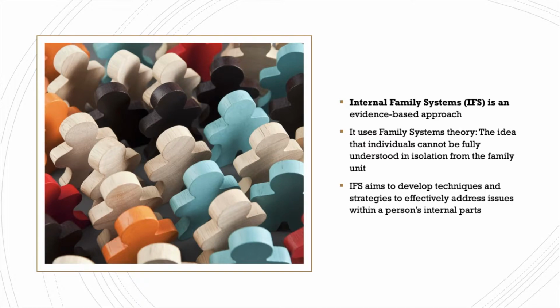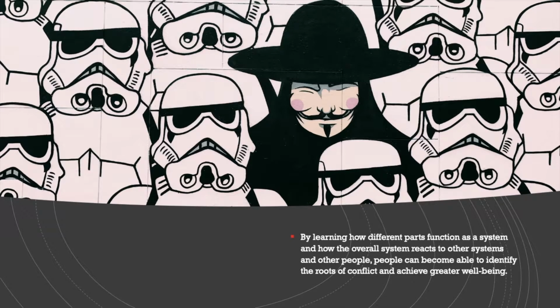Internal Family System is an evidence-based approach. It uses family systems theory, the idea that individuals cannot be fully understood in isolation from the family unit. IFS aims to develop techniques and strategies to effectively address issues within a person's internal parts. By learning how different parts function as a system and how the overall system reacts to other systems and other people, people can become able to identify the roots of conflict and achieve greater well-being.